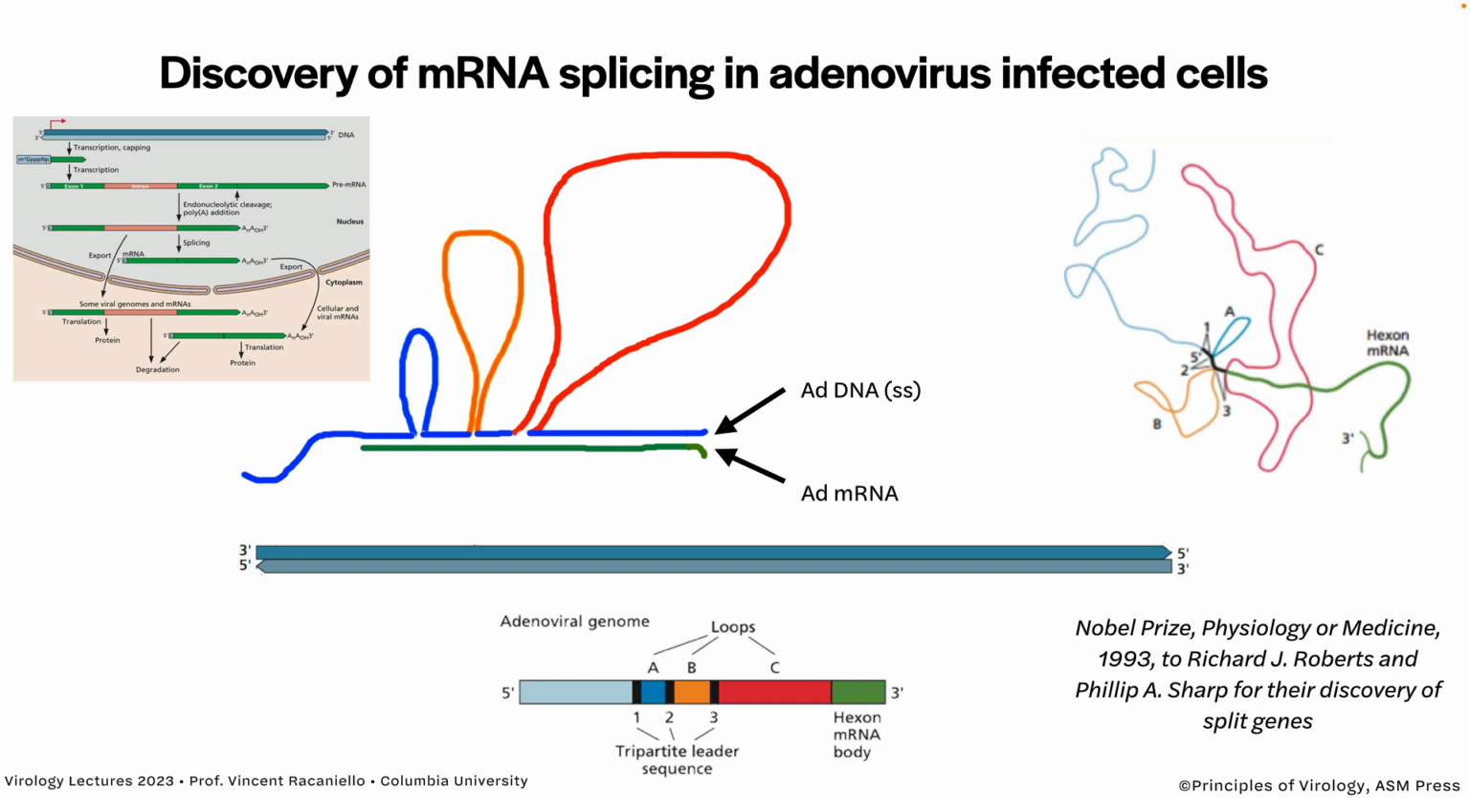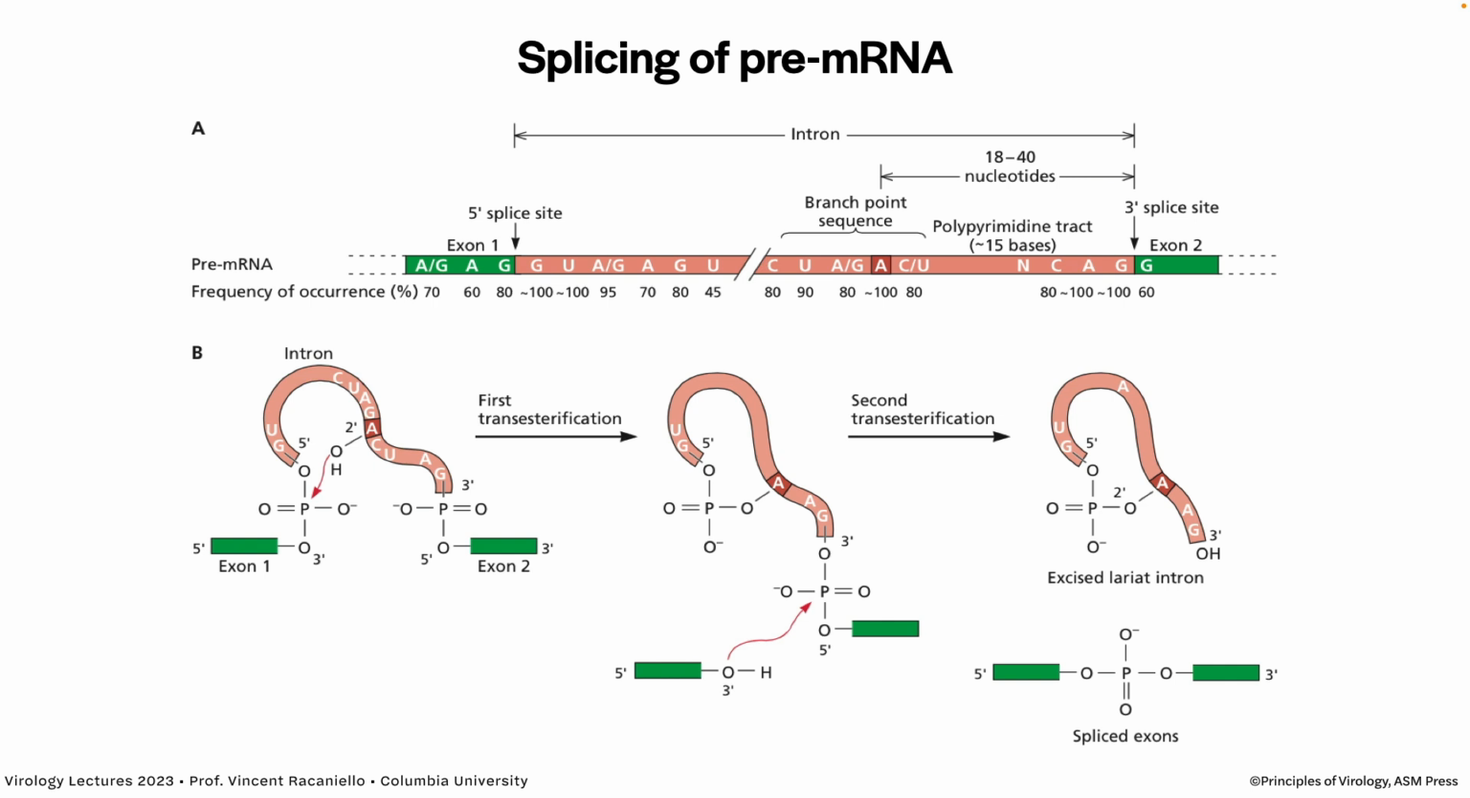And so on the bottom is the structure of the DNA, where the actual hexon mRNA body that encodes the protein is shown in green. And then there are three regions, A, B, and C, that are removed from the final mRNA. And then three short sequences here that are joined to the very 5' end of the RNA. So that is splicing. And it's a really interesting process that occurs by this mechanism.